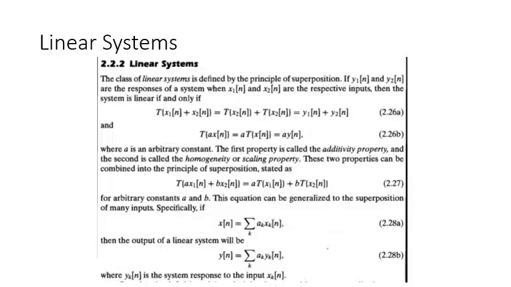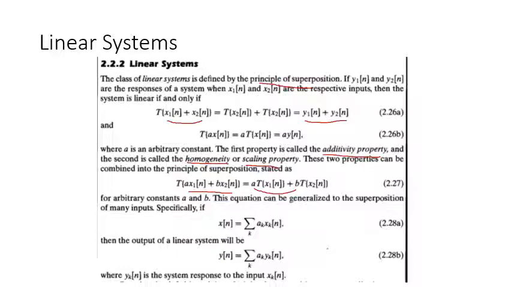Another important class of system is the linear system. A system is said to be linear if it satisfies the principle of superposition. Now the superposition principle needs to satisfy two conditions: the additivity property, and second, homogeneity or scaling. In additivity, if inputs are added, the outputs must be added. If there is an addition at the input, there must be an addition at the output. If there is multiplication at the input, there must be multiplication at the output.